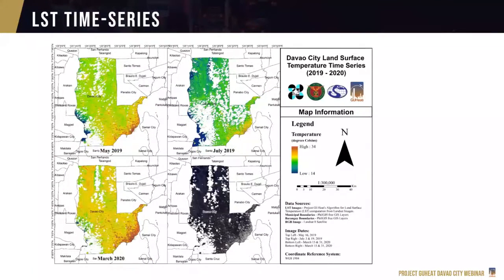Okay, so here is the third map. It shows a land surface temperature time series of Davao City from May 2019 to March 2020. With this, we can see the trend of temperature in the city, like how it got cooler in July and then much warmer in March. A more accurate trend can be determined by adding more images, preferably the images of months in between.